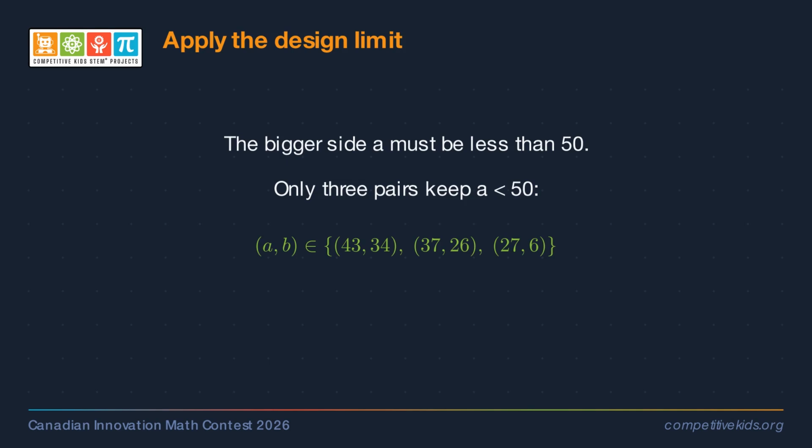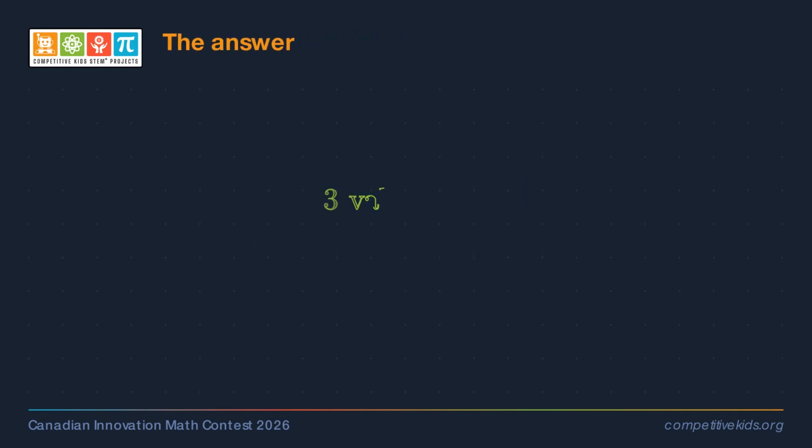The other 3 give an a of 53 or higher. Those are rejected. The answer is 3. There are 3 valid pairs of quilt sides. The pattern is structural.